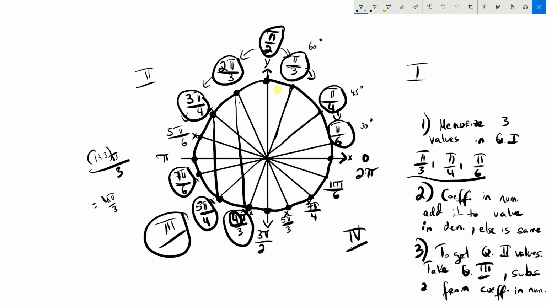Now that's way easier than having to memorize all the inner circle values. So really all you need to do is just memorize these 3 radian values in quadrant 1, and then remember the 2 rules, and you can figure out the rest of the inner circle.